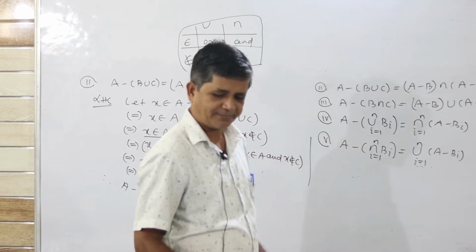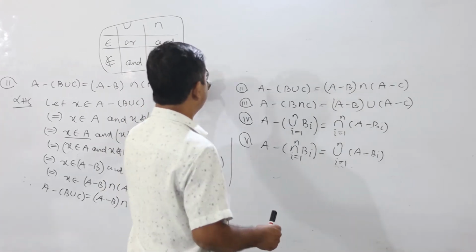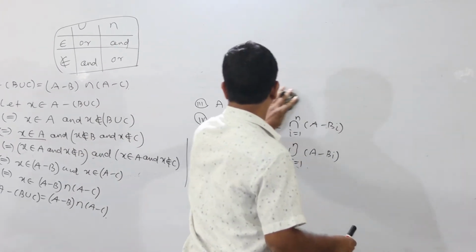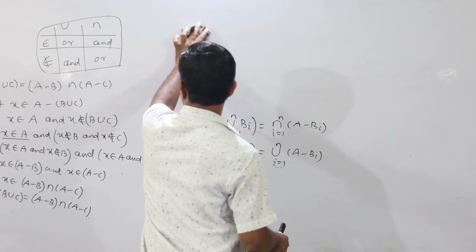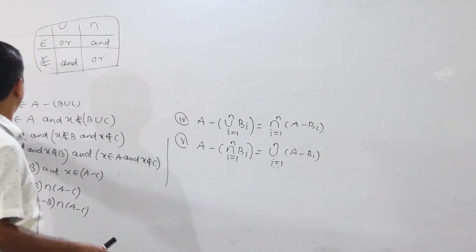And jumping to the fourth bit, leaving the third bit for you, come to the proof of the fourth bit.